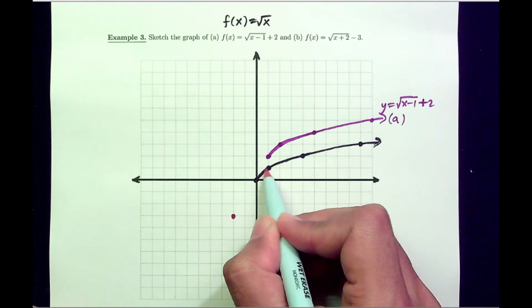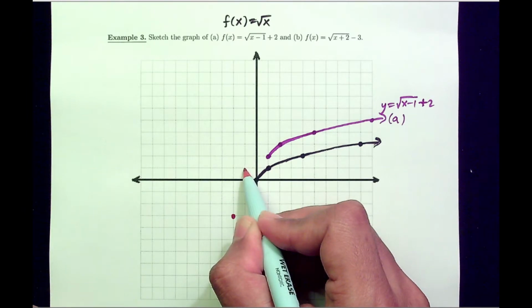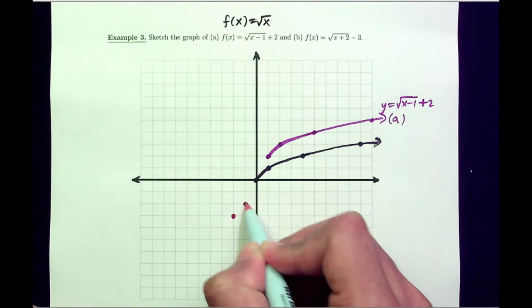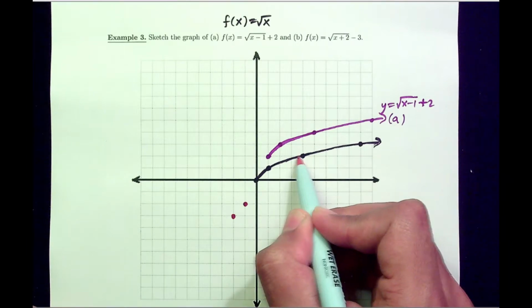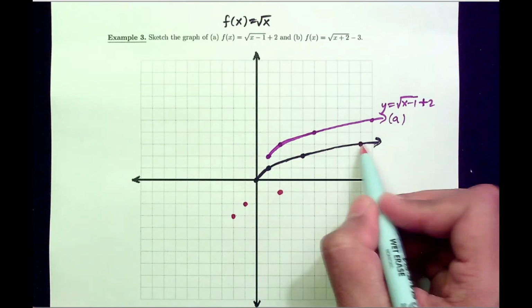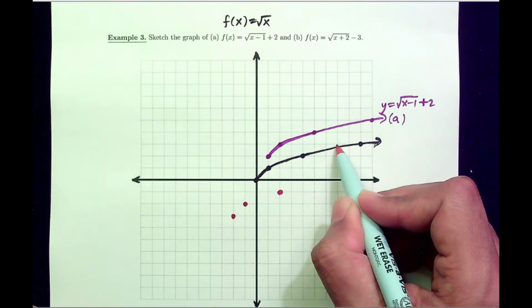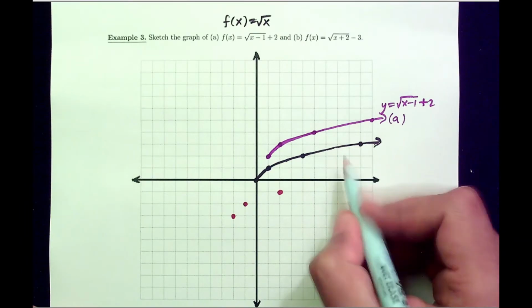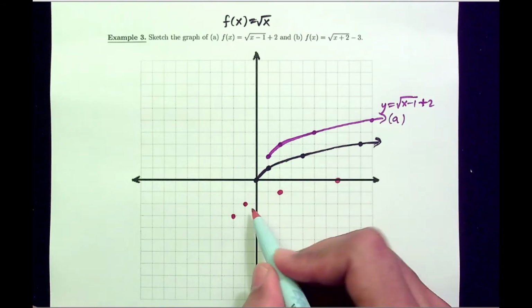2 to the left, 1, 2, and 3 down. 1, 2, 3. 2 to the left, 1, 2, 1, 2, 3, and 3 down. And this one, 2 to the left, and 3 down. 1, 2, 3. Okay, you connect.